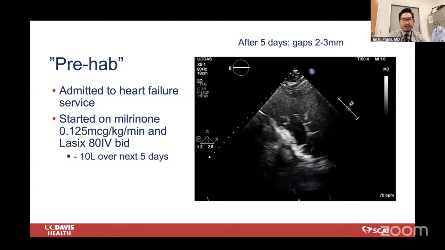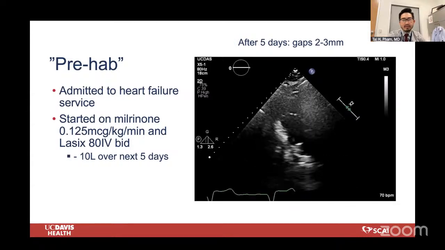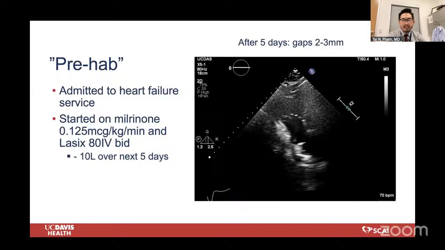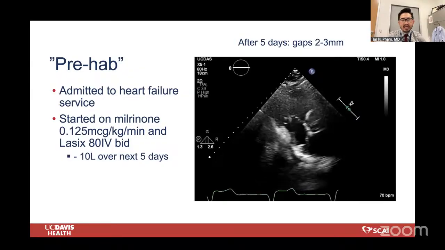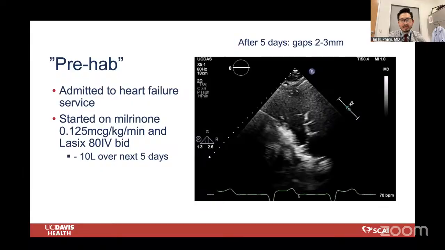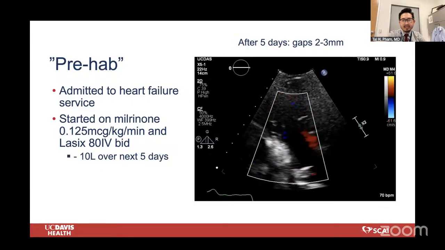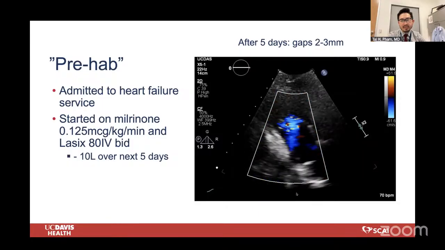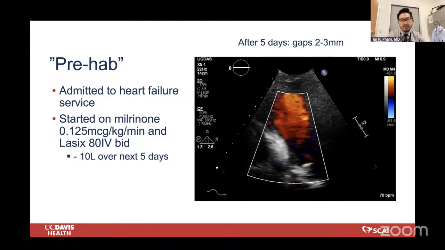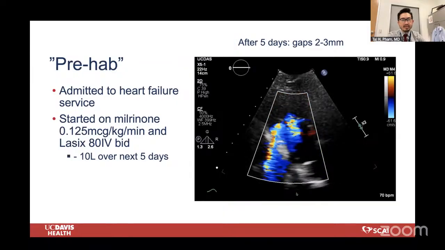We repeated an echo. You can see it on the right-hand side in the inflow view, where there's a significant reduction in her gaps, much more improved than previous. And here it is with color, with resultant reduction in TR as well, although still significant. Gaps measured about 2 to 3 millimeters compared to the 11 or 12 from prior.